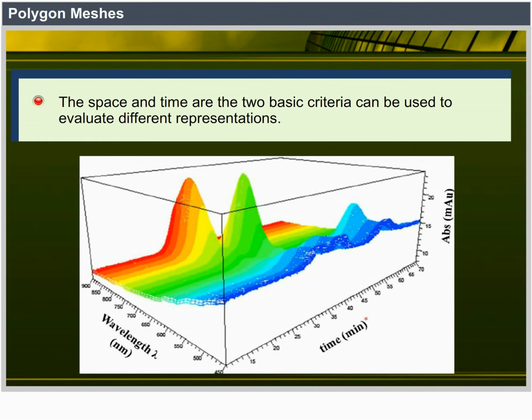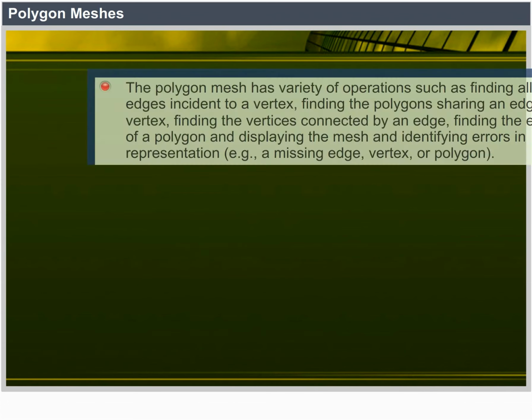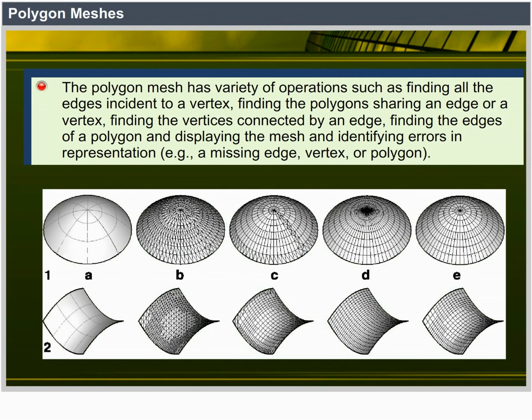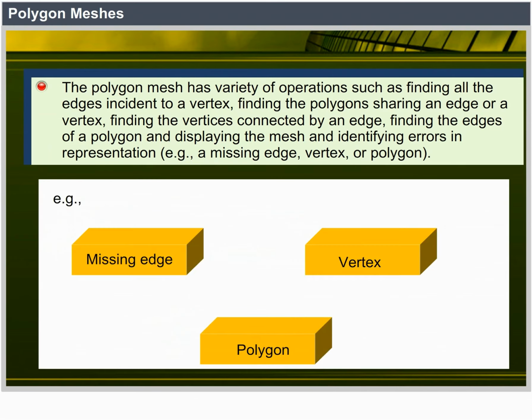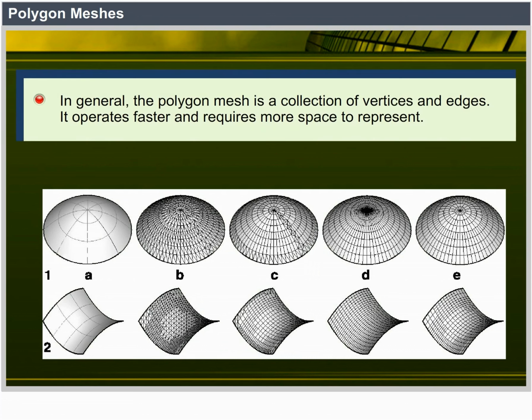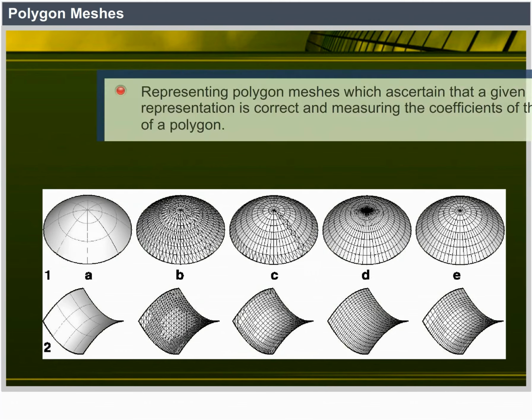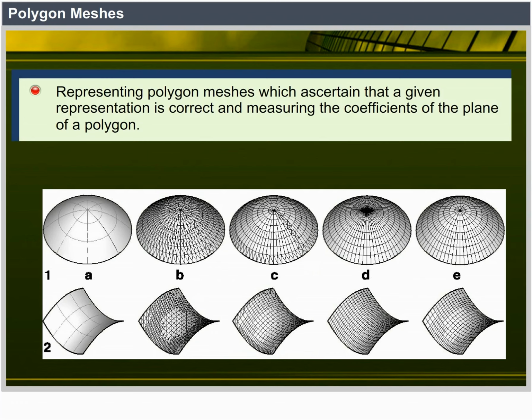Typical operations on a polygon mesh are finding all the edges incident to a vertex, finding the polygons sharing an edge or a vertex, finding the vertices connected by an edge, finding the edges of a polygon, displaying the mesh, and identifying the errors in representation, for example, a missing edge, vertex, or polygon. In general, the more explicitly the relations among polygons, vertices, and edges are represented, the faster the operations are and the more space the representation requires. Representing polygon meshes ensures that a given representation is correct and calculating the coefficients of the plane of a polygon.